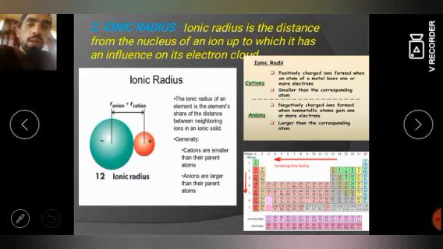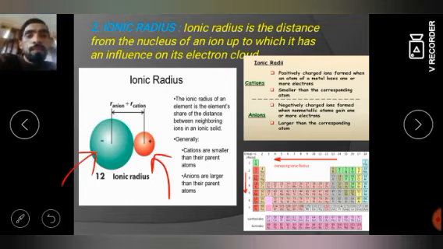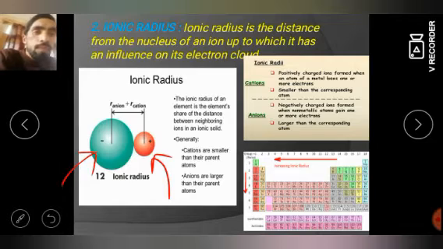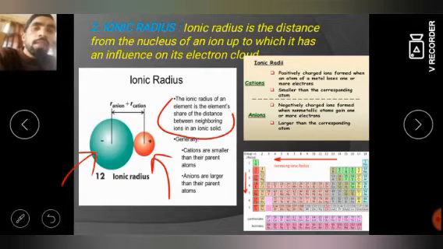So here you can say an anion is always bigger than its parent atom and a cation is smaller than its parent atom. Why? Because a cation loses one electron and an anion gains one electron. So what is happening to ionic radius? Ionic radius is decreasing from left to right and increasing from top to bottom. The ionic radius of an element is the element's share of distance between neighboring ions in an ionic solid. Generally, cations are smaller than the parent atom and anions are larger than the parent.